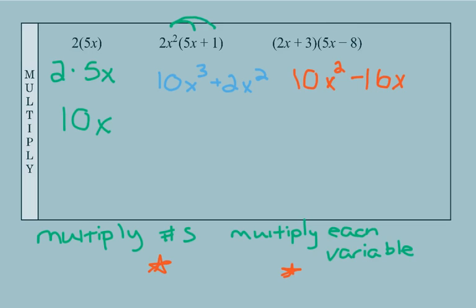I've worried about multiplying 2x times everything. Now, let's multiply 3 by everything. 3 times 5x. 3 times 5 is 15x. And now 3 times -8, -24.